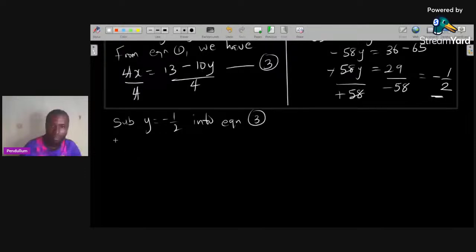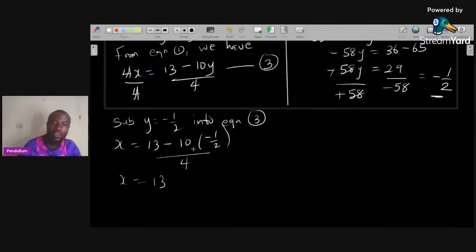So that means anywhere I see y, I should put minus 1 over 2 over 4, and x is equal to 13. Now, minus 10 times minus 1 over 2. Minus times minus is plus, first of all. 10 times 1 over 2, that's 10 times half, is 5. 2 into 10 is 5. All right. So this is 5 all over 4.